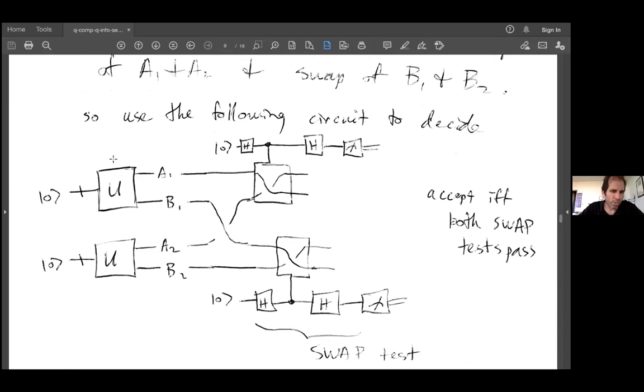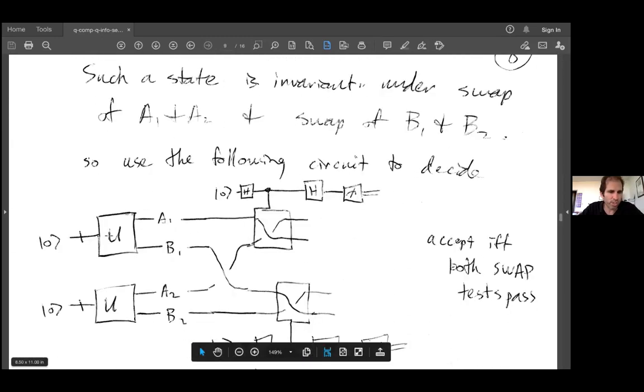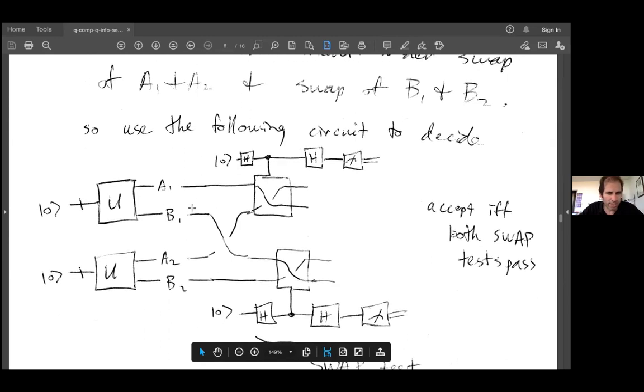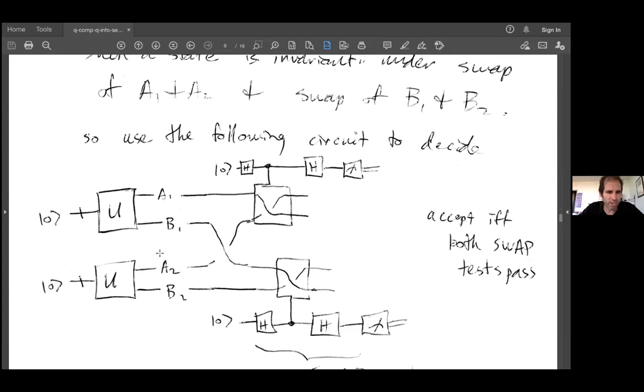Okay, so this is doing exactly what I mentioned here. We're going to use the circuit to make two copies of the state. And suppose that the state is product, then we have, what was it? Var phi here and phi here, var phi here and phi here. So var phi goes here, and then phi goes here and here.